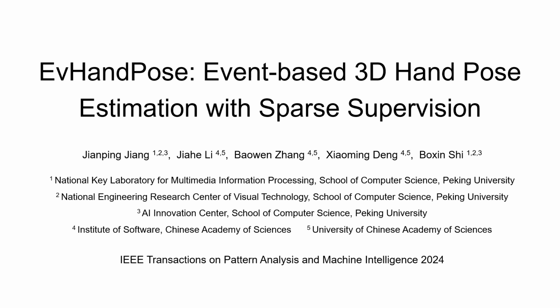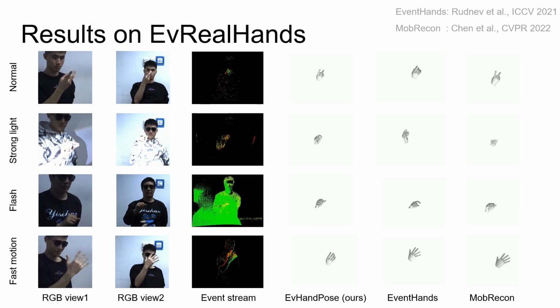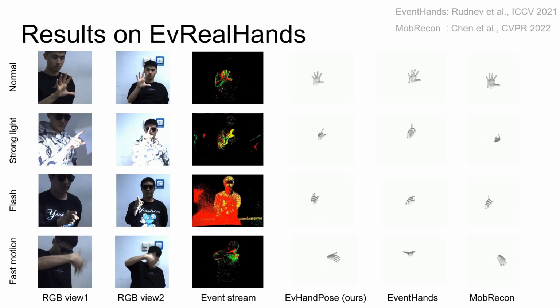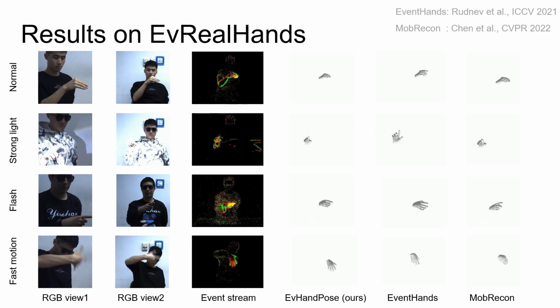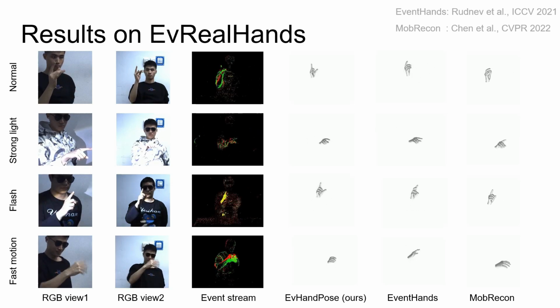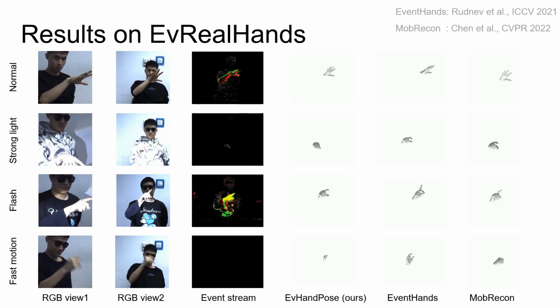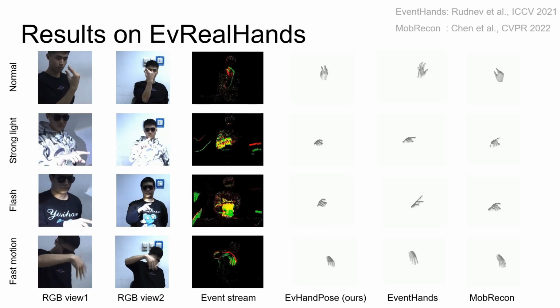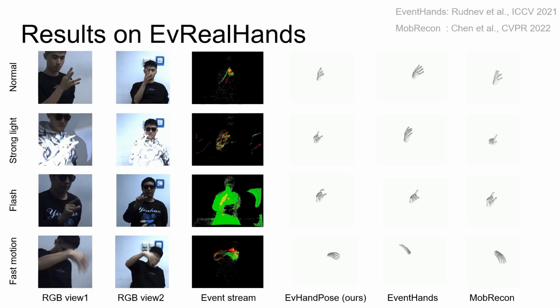Recently, event cameras have demonstrated their potential in robust 3D hand pose estimation for scenes with fast motions and broad dynamic range. In this work, we propose EvHandPose, a novel weakly supervised framework for event-based monocular 3D hand pose estimation on sparse labeled event streams. Experiments on our real-world dataset EvRealHands demonstrate that our method outperforms the recent event-based methods in all scenes of the testing set and RGB-based methods in challenging scenarios.